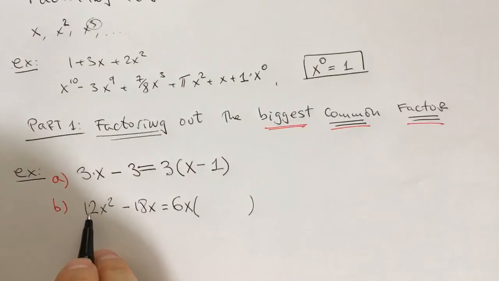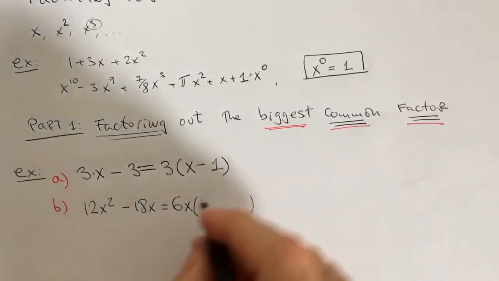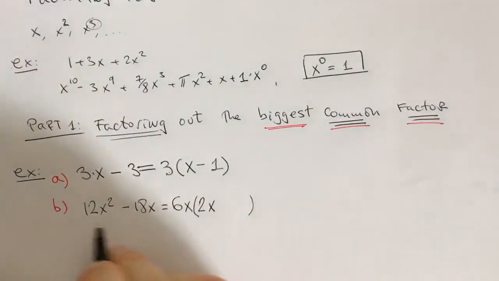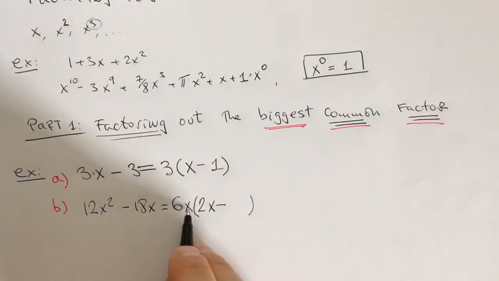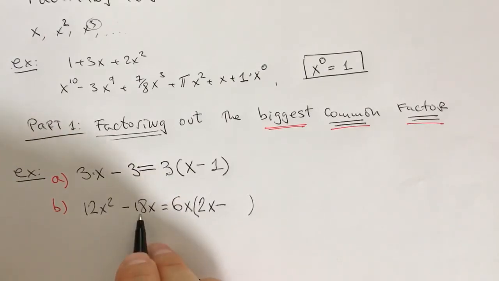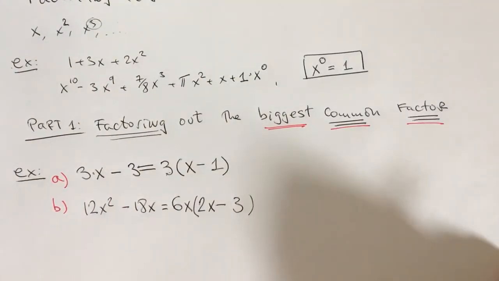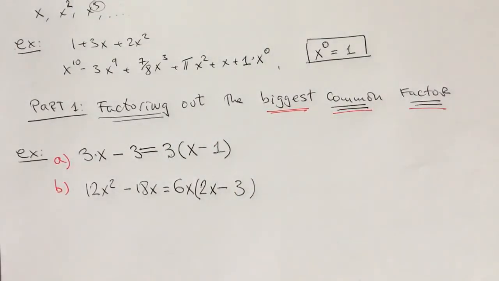With what do I have to multiply 6x to get 12x squared? That's 2x. 2 times 6 is 12, x times x is x squared. Minus, I have 6x, right? With what do I have to multiply 6x to get 18x? Well, that's simply 3. Let's do another example.